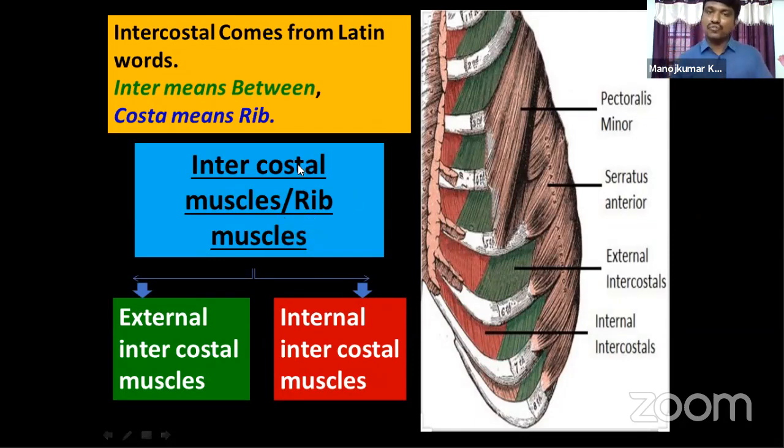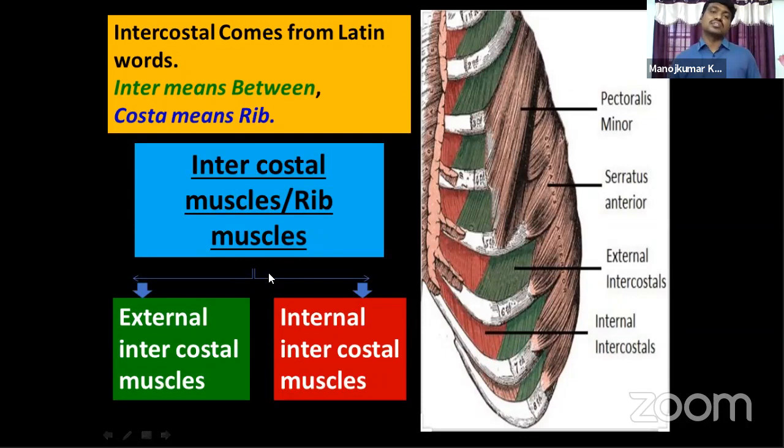We have 12 pairs of ribs, whereas we have 11 pairs of intercostal muscles. How many pairs of intercostal muscles do we have? Yes, 11 pairs. These intercostal muscles can be differentiated into three types, but here most importantly I have given you two types. One is external intercostal muscles, the second is internal intercostal muscles. The external intercostal muscles are situated on the superior margin of the rib bone, whereas the internal intercostal muscles are situated on the inner margin of the rib bone.